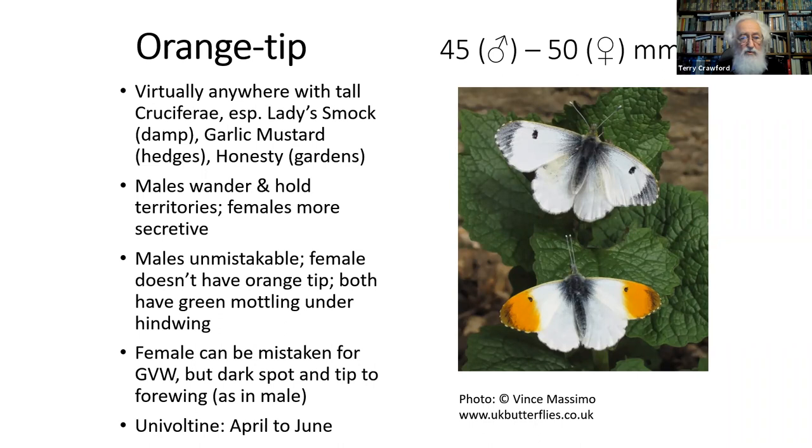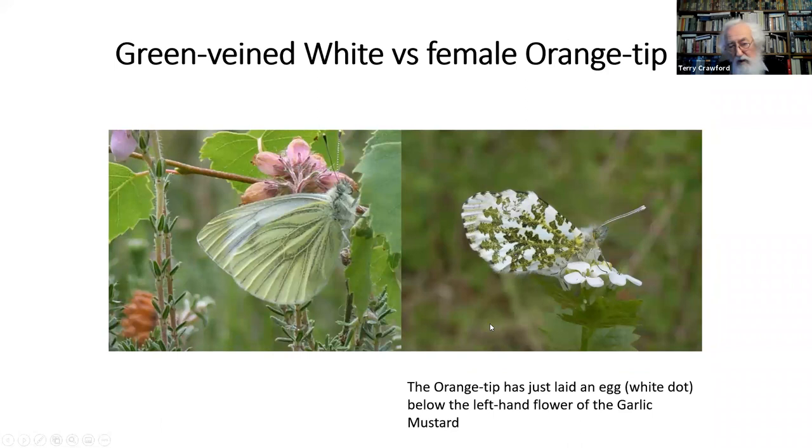They both have a sort of mottled pattern under the wings. Both male and female look like that. And so if you've got one at rest, the female is quite distinct from the green-veined white because both the male and female orange tip have this green mottling. That one, incidentally, has just laid an egg there, which I didn't realise when I took the photograph.